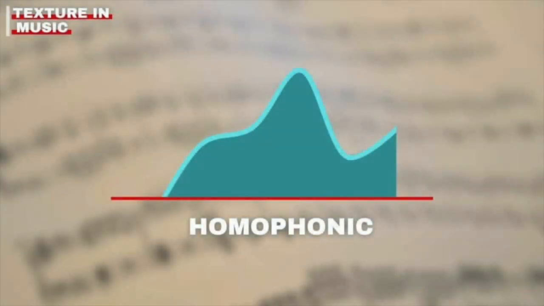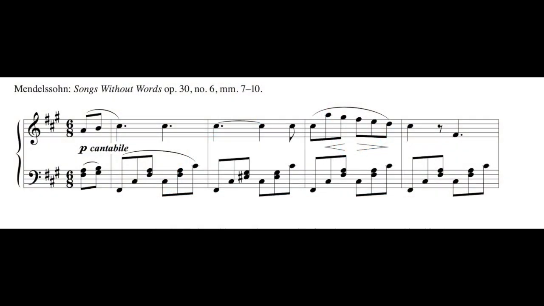The most common texture in Western music is homophonic texture, which is made up of a melody and an accompaniment. The accompaniment provides rhythmic and harmonic support for the melody. Let's listen to the Songs Without Words, Opus 30 by Mendelssohn.